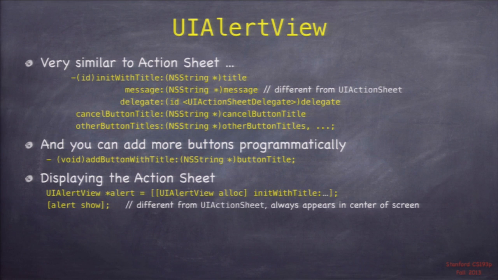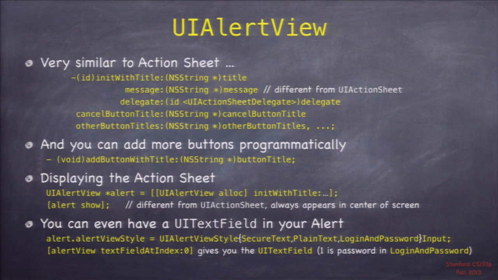I think I said only table view controllers will move out of the way. Alerts will also move out of the way. If you bring up a keyboard because there's a text field in your alert, the alert will move up. Okay. So anyway, show. On either iPad or iPhone, you just do show. Here's how you get a text field in your alert. You just say alert.alertViewStyle equals one of these styles that has text: secure text, plain text, login and password. And then you get the text field, so you can get the text field text out of them by alertViewTextField at index.